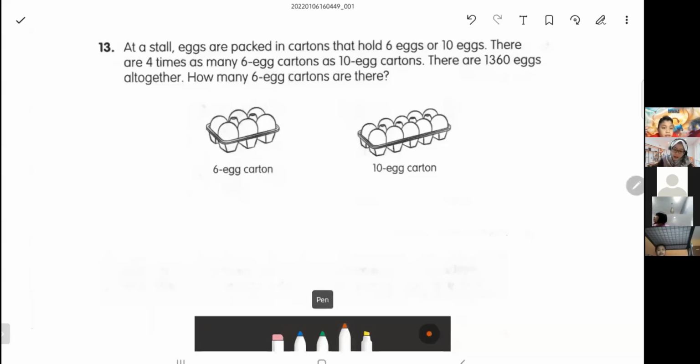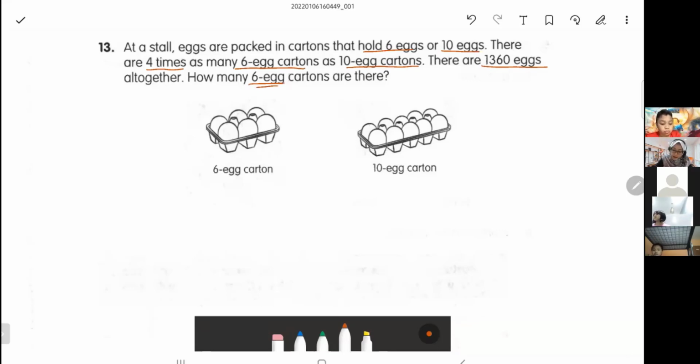At a stall, eggs are packed in cartons that hold 6 eggs or 10 eggs. There are 4 times as many 6 egg cartons as 10 egg cartons. Means 6 egg cartons, there are more. There are 4 times as many as your 10. There are 1,360 eggs altogether. How many 6 egg cartons are there?